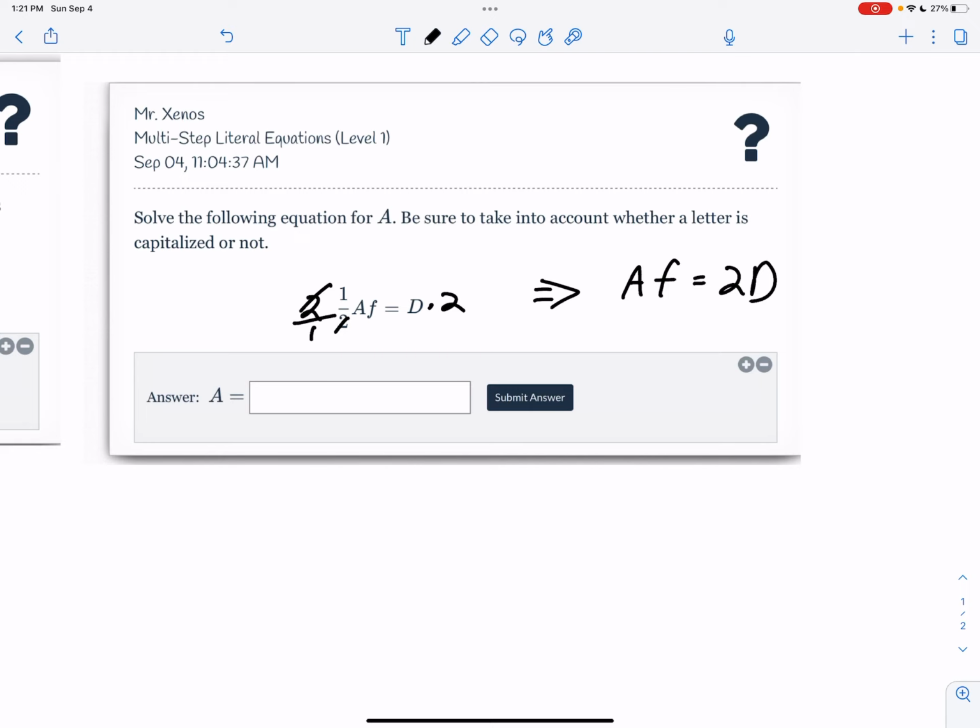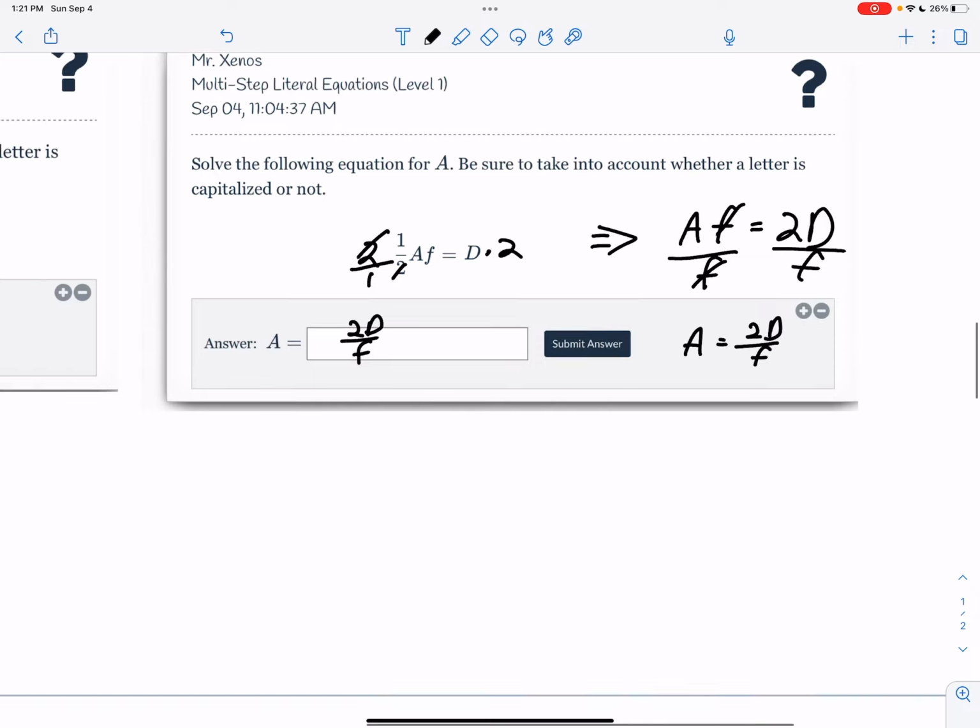Okay, well, I am solving for a, so I don't like this f, so I'm going to divide both sides by f, or multiply both sides by 1 over f. And I get a equals 2d over f. Nothing's changed. It gets a little bit more to think about and a little bit more tedious, but nothing's changed with our solving of equations.